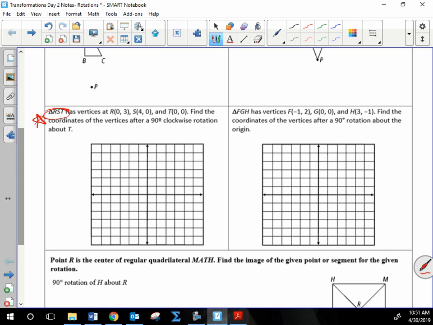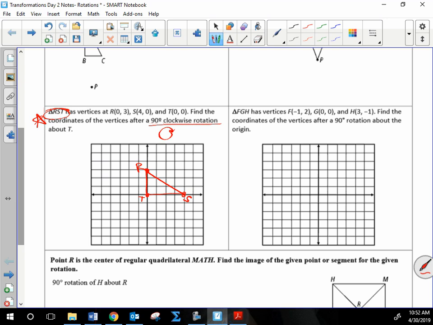Okay. So 90 degree clockwise rotation, you can go ahead and draw your triangle. So we have (0, 0) is T, R is (0, 3), and S is (4, 0). So here's my starting triangle. For those of you that are able to visualize this and just take the whole triangle and rotate it 90 degrees clockwise, you can go ahead and draw it out. For this one, it's not too bad because it's a right triangle. It plays pretty nicely on your graph.